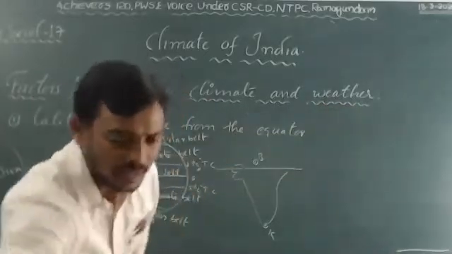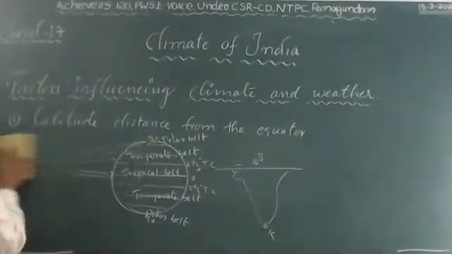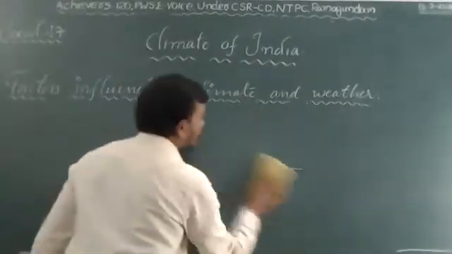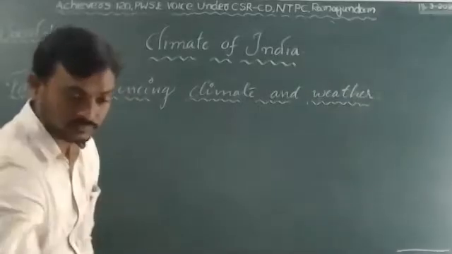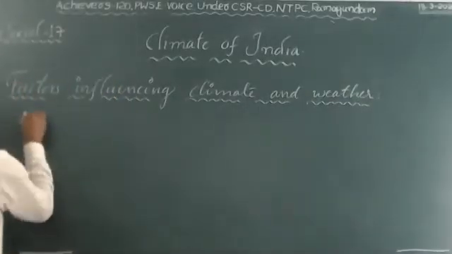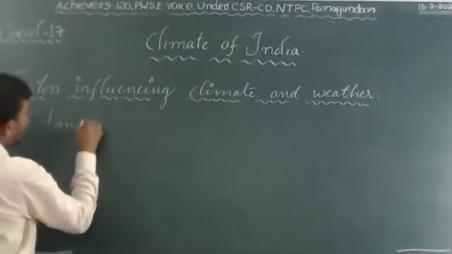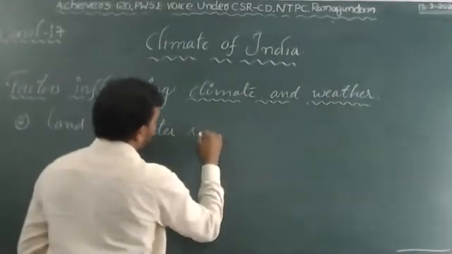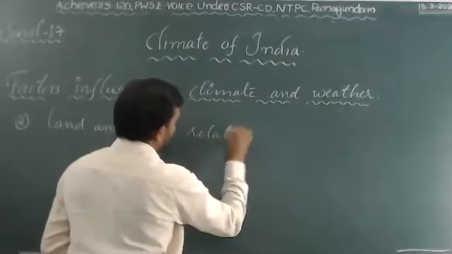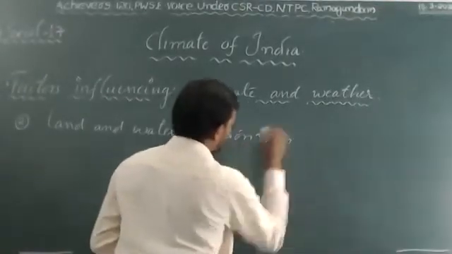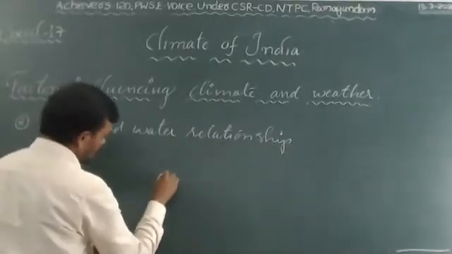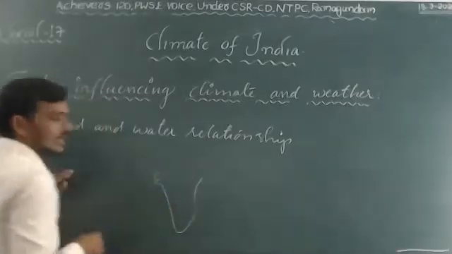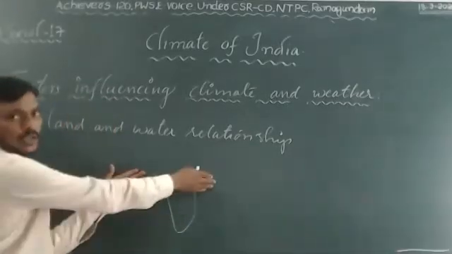Right? Next, coming to the second factor, land and water relationship. India has the longest coastal line, as you will know. India has the longest coastal line, right? From Gujarat to West Bengal. This is the coastal line.